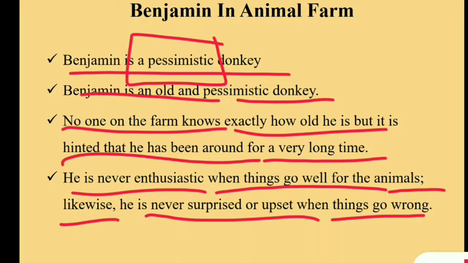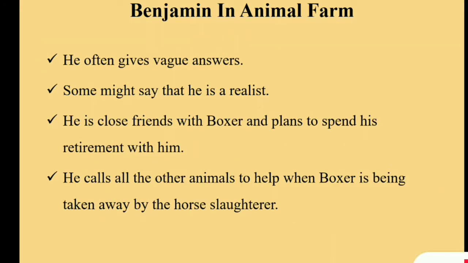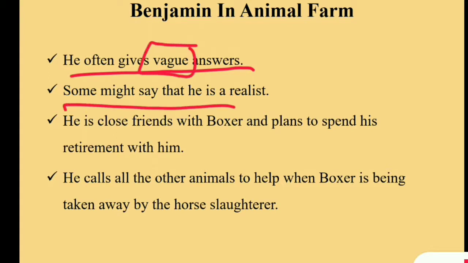So here we see Benjamin, who is a donkey. Remember, animals' names and their character sketches you need to keep in mind. Here he has become very old because it's been long that he is there in Animal Farm. So it is hinted that he has been there for decades. He often gives vague, unclear answers. Some might say he is a realist.